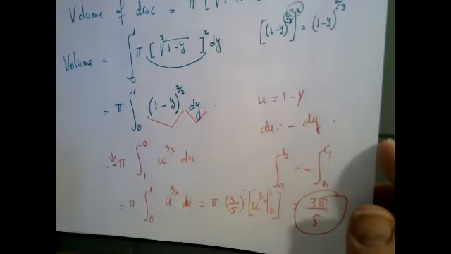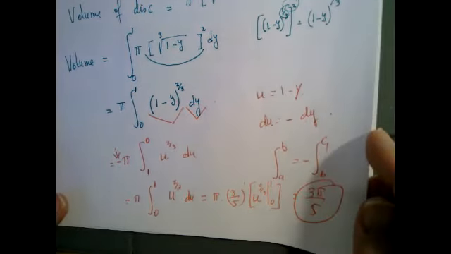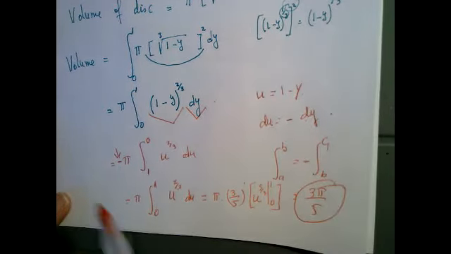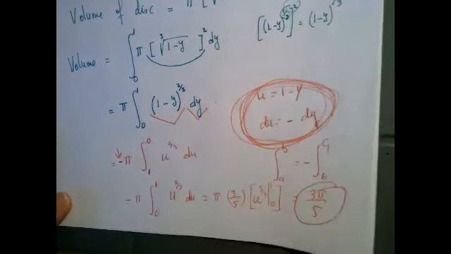All right. Prof, did that negative in the first line that's in red in front of the pi come from the du is equal to negative dy and you just pulled it out? Is that correct? Yes, exactly. Okay, thank you. Yes, absolutely. Any other questions?